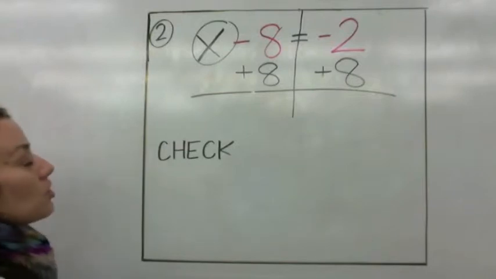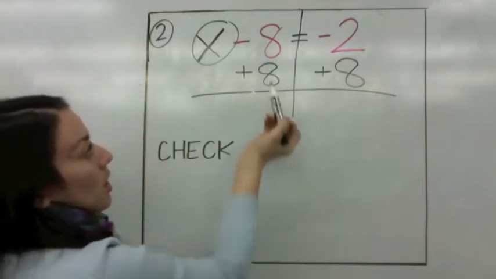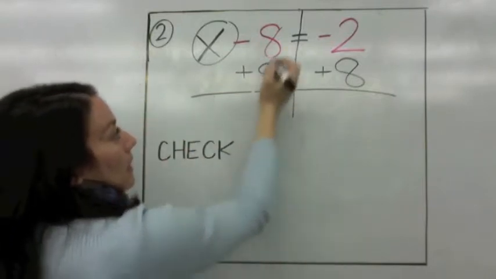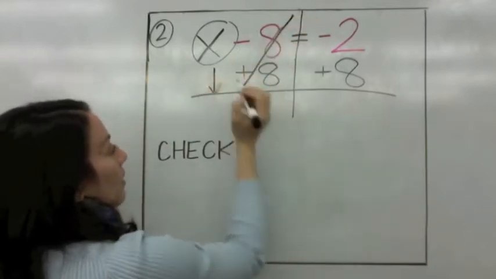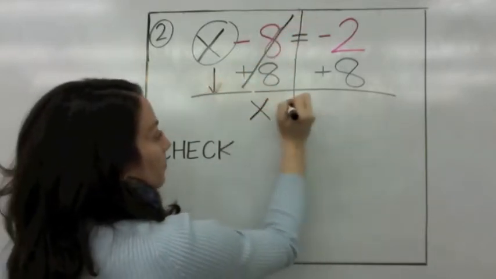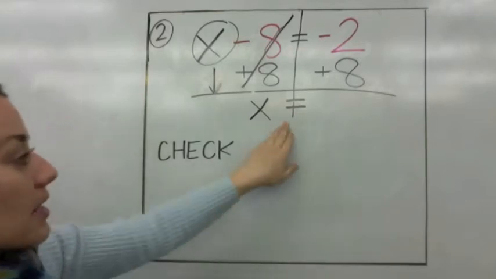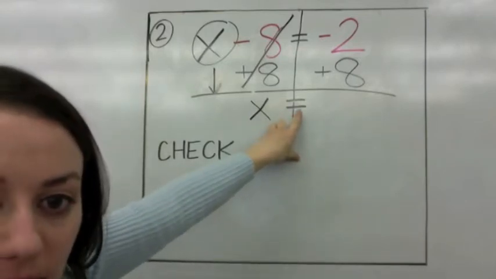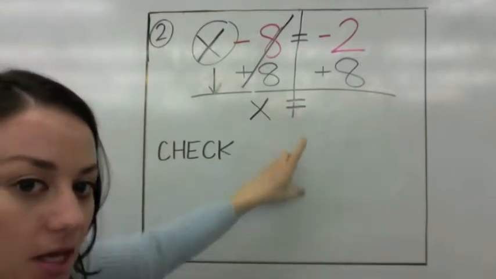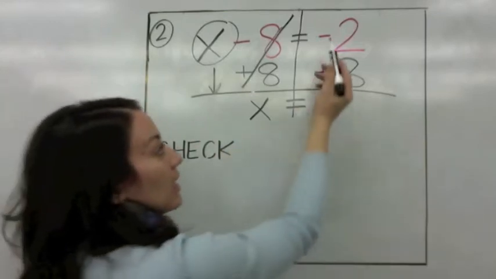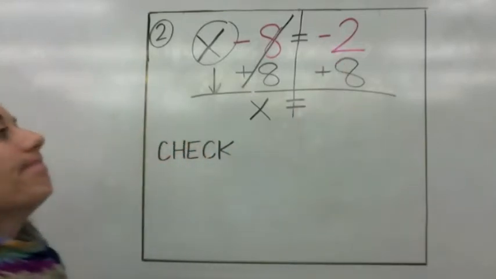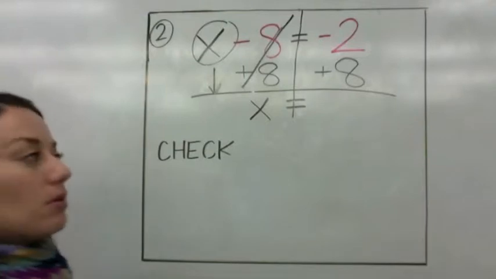All right. So now let's do the operations. A negative 8 and a positive 8 make 0. Bring down the x. Okay, so now x equals, make sure you put your equal on the fence or on the t. Okay, so now x equals, we have a negative 2 and a positive 8. Interesting. Negative 2 and positive 8.